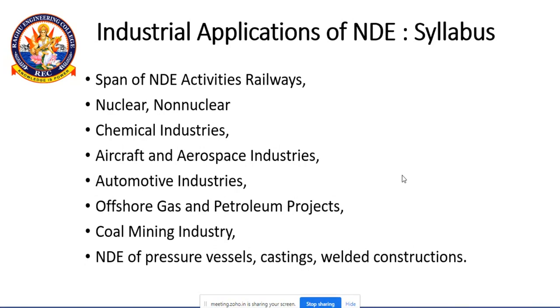through some vehicles. It is also very important to check periodically in the coal mining industry, because if anything happens in the mining, that means in the underground itself, it is very difficult to rectify, and it may be a cause for an accident. So this accident may cause human loss.